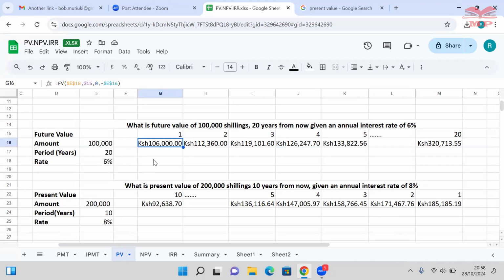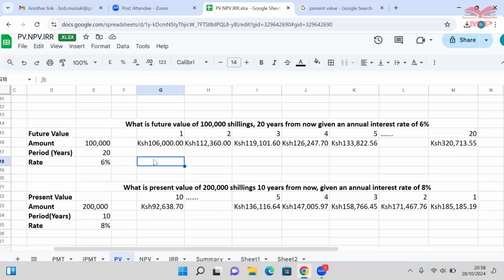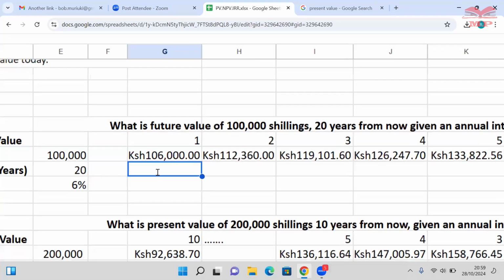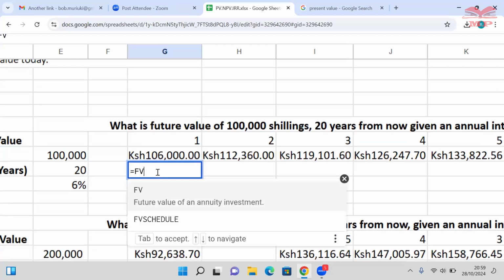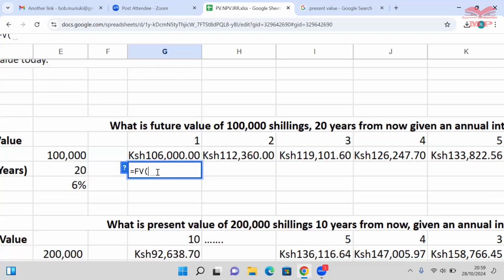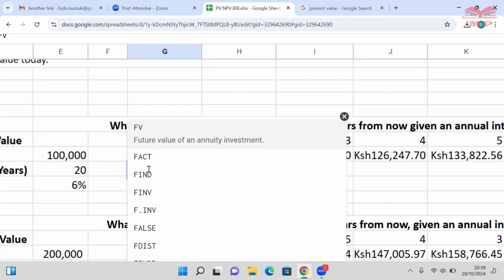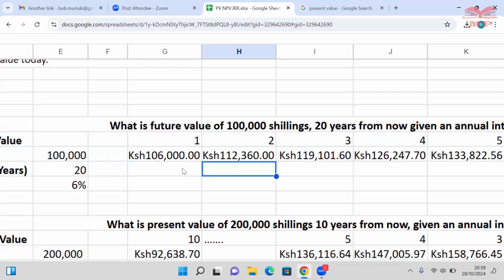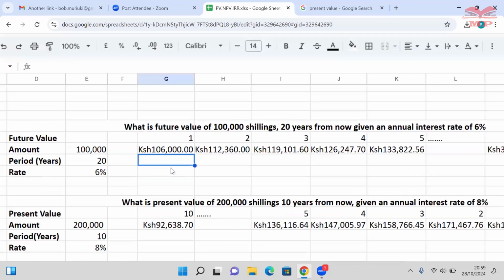So let me just retype it here so that we can see it. So I have equals FV. And what are the parameters? If you're doing this in Excel, the nice thing with Excel is it will show you the parameters here. In the program I'm using today, Google Sheets, it's not showing me the parameters.